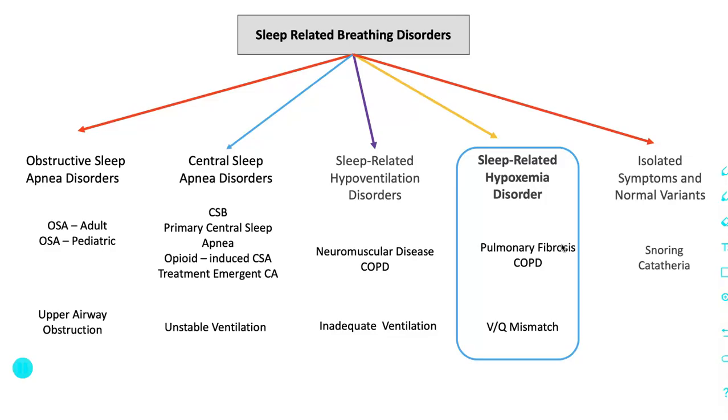So if you're looking at the fourth group of disorders, which is the sleep-related hypoxemia disorders, here the problem is the VQ mismatch, as in the case of pulmonary fibrosis, or it can be due to COPD also, or, as explained earlier, there is a possibility of a hypoventilation, but we cannot diagnose it because of the absence of the CO2 level or its surrogate.